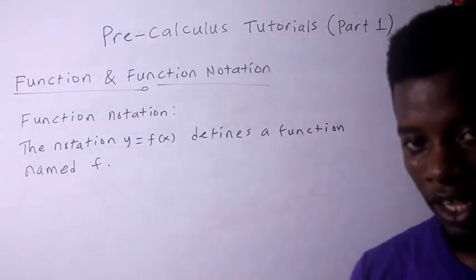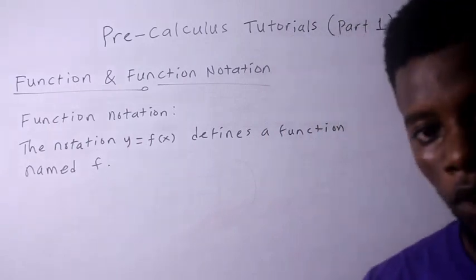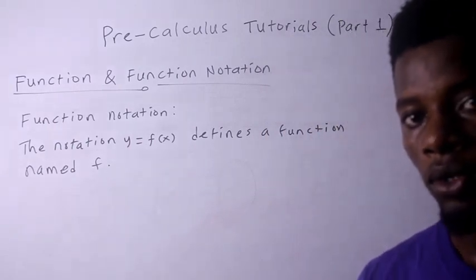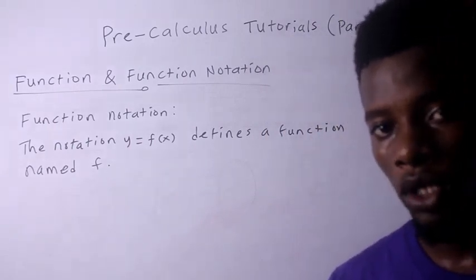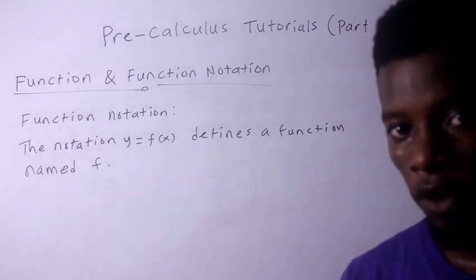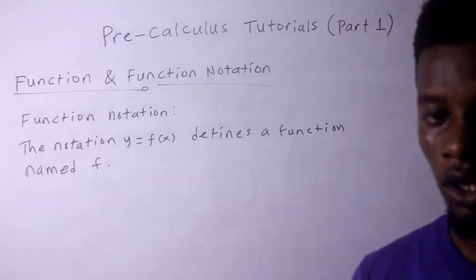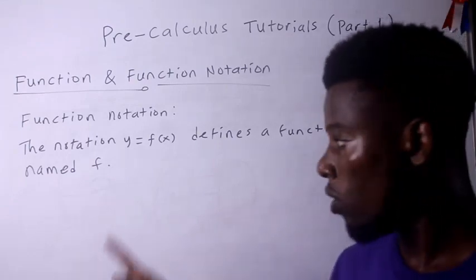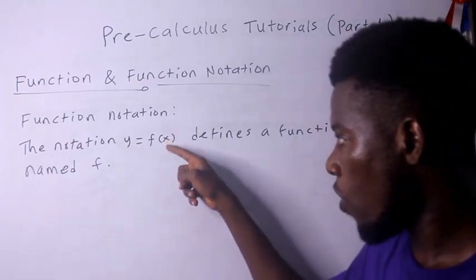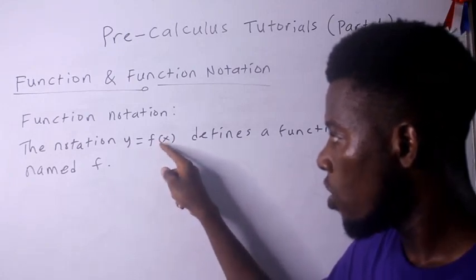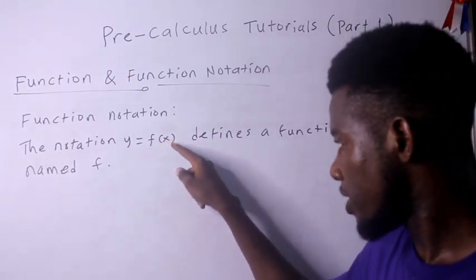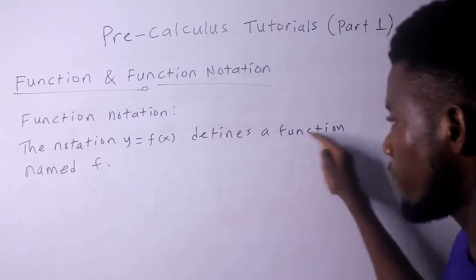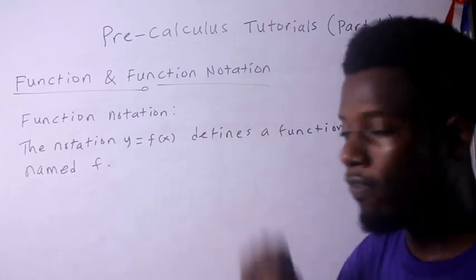Let's now go right ahead and discuss function notation. So we have a particular notation we use to denote a function. Once you've understood the definition of a function, we say that the notation is y equals f of x. This is read f of x. This defines a function named f. This is a function f.